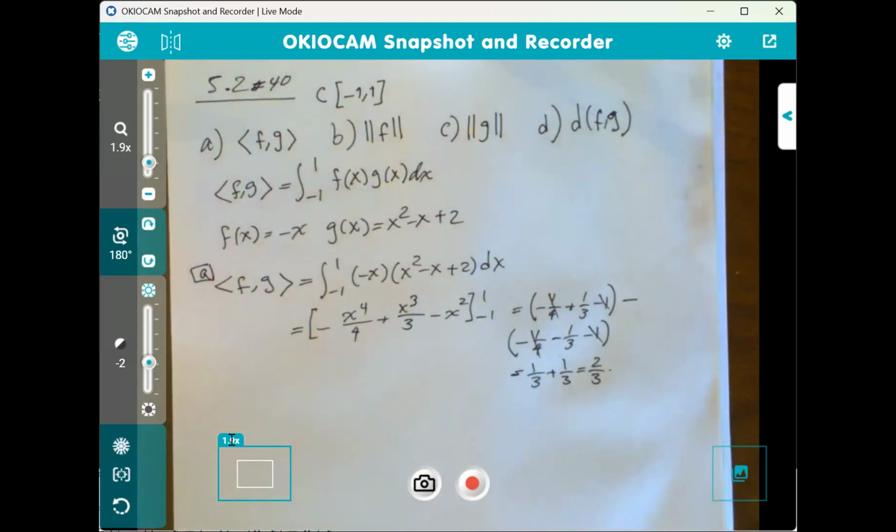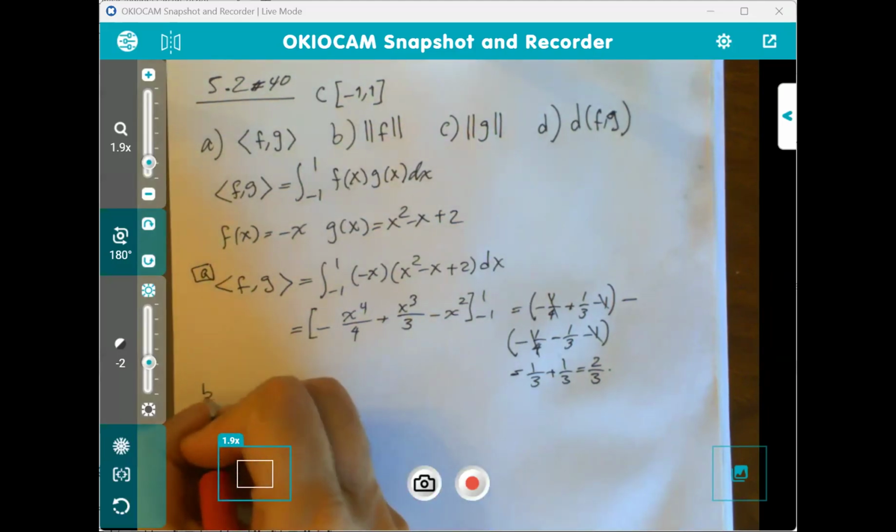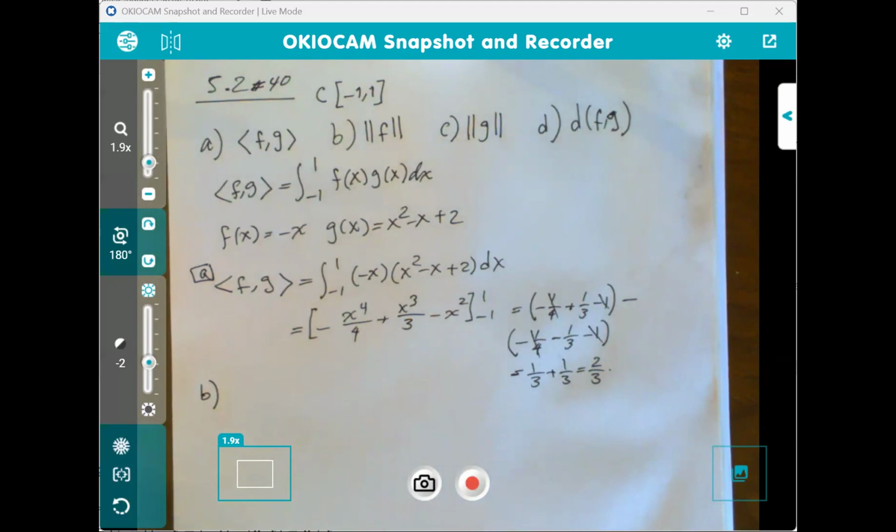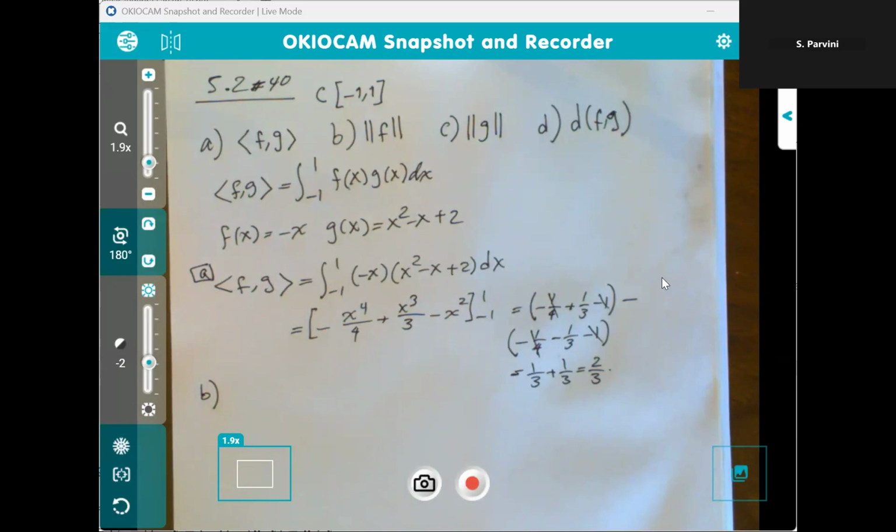That is part A of this exercise. Is everyone okay with part A? Are there any questions in part A? No? Okay. We're good. So let's take a look at part B now.